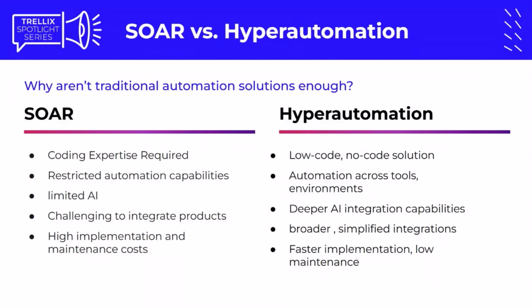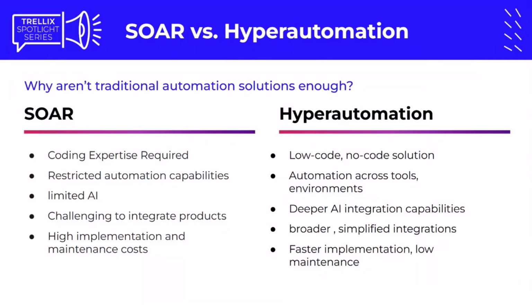The AI sometimes is a little bit more limited in SOAR, mostly due to the integration abilities of AI with existing SOAR platforms, whereas hyperautomation solutions generally allow more of that integration natively and a little bit more deeply so that you can apply it across your workflows rather than, again, kind of that segmented environment approach.